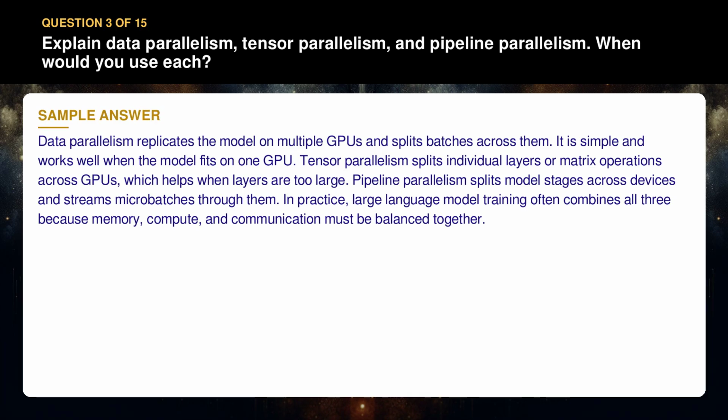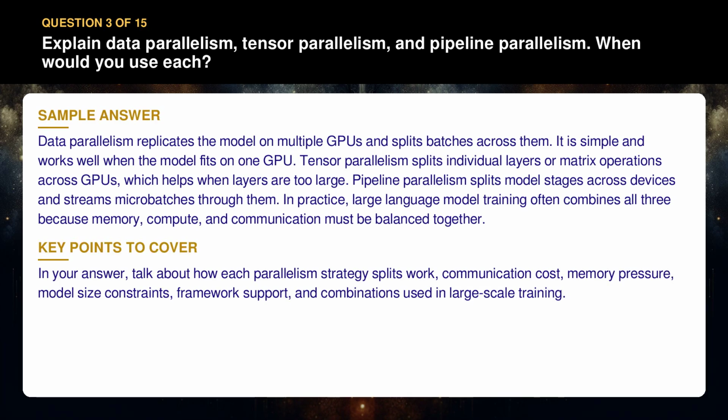Tensor parallelism splits individual layers or matrix operations across GPUs, which helps when layers are too large. Pipeline parallelism splits model stages across devices and streams microbatches through them. In practice, large language model training often combines all three, because memory, compute, and communication must be balanced together. In your answer, talk about how each parallelism strategy splits work, communication cost, memory pressure, model size constraints, framework support, and combinations used in large-scale training.